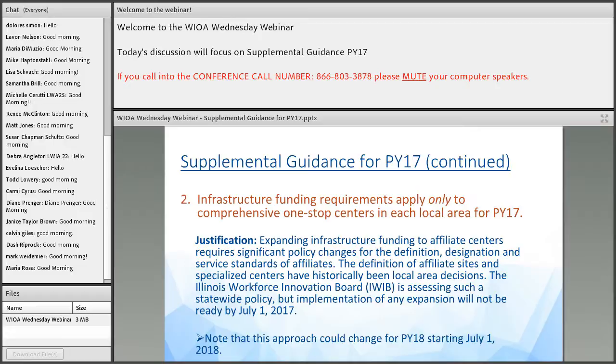There would be a major financial implication if this expansion of the infrastructure costs did apply to affiliate centers. In Illinois, there are more than 70 affiliates throughout the state, and that's excluding the delegate agencies in WIOA in Cook County. So if required partners had to, in addition to paying the infrastructure costs of the comprehensive one-stop centers in each local area, also pay for the infrastructure cost of the 70-plus affiliate sites, that would have significant financial implications for each required partner.